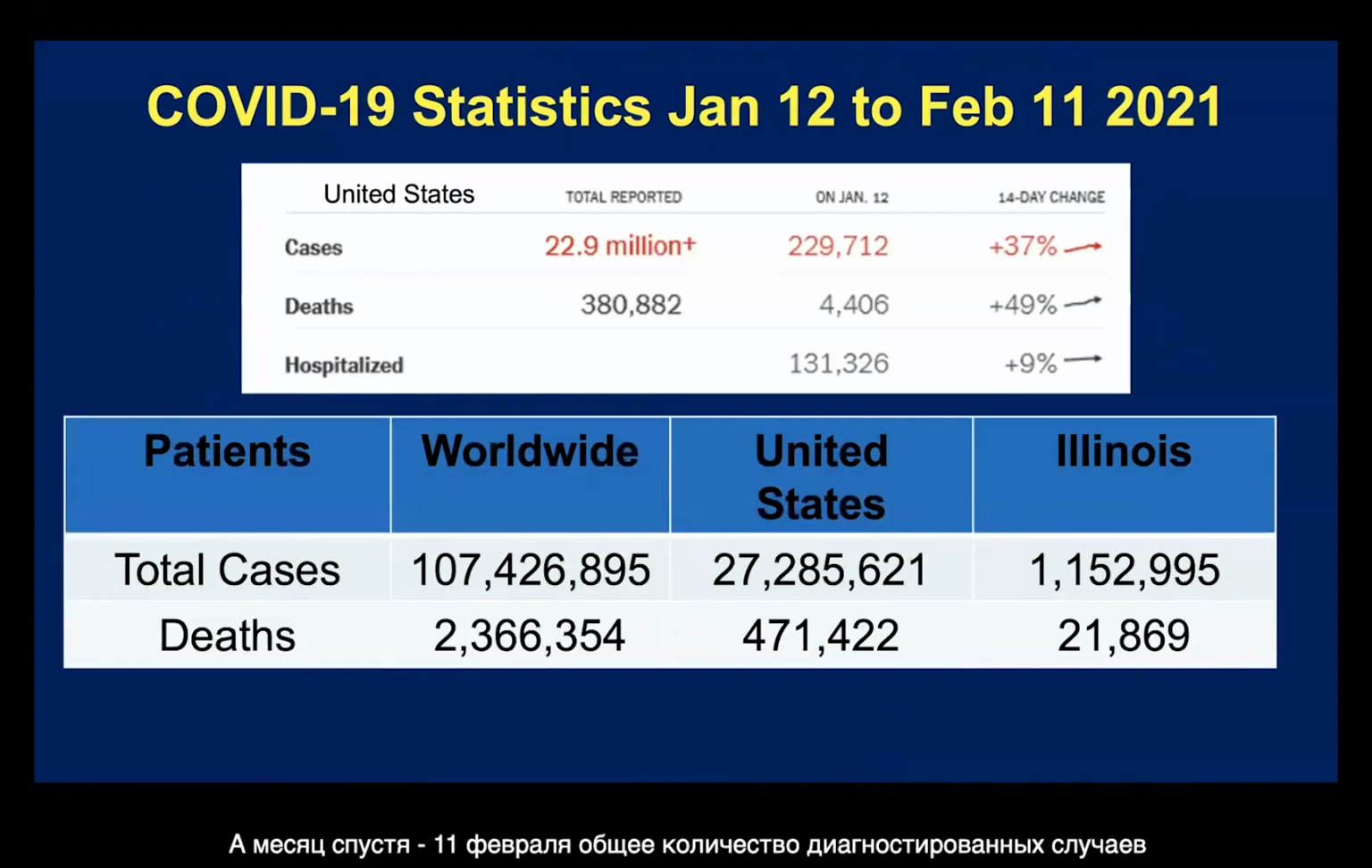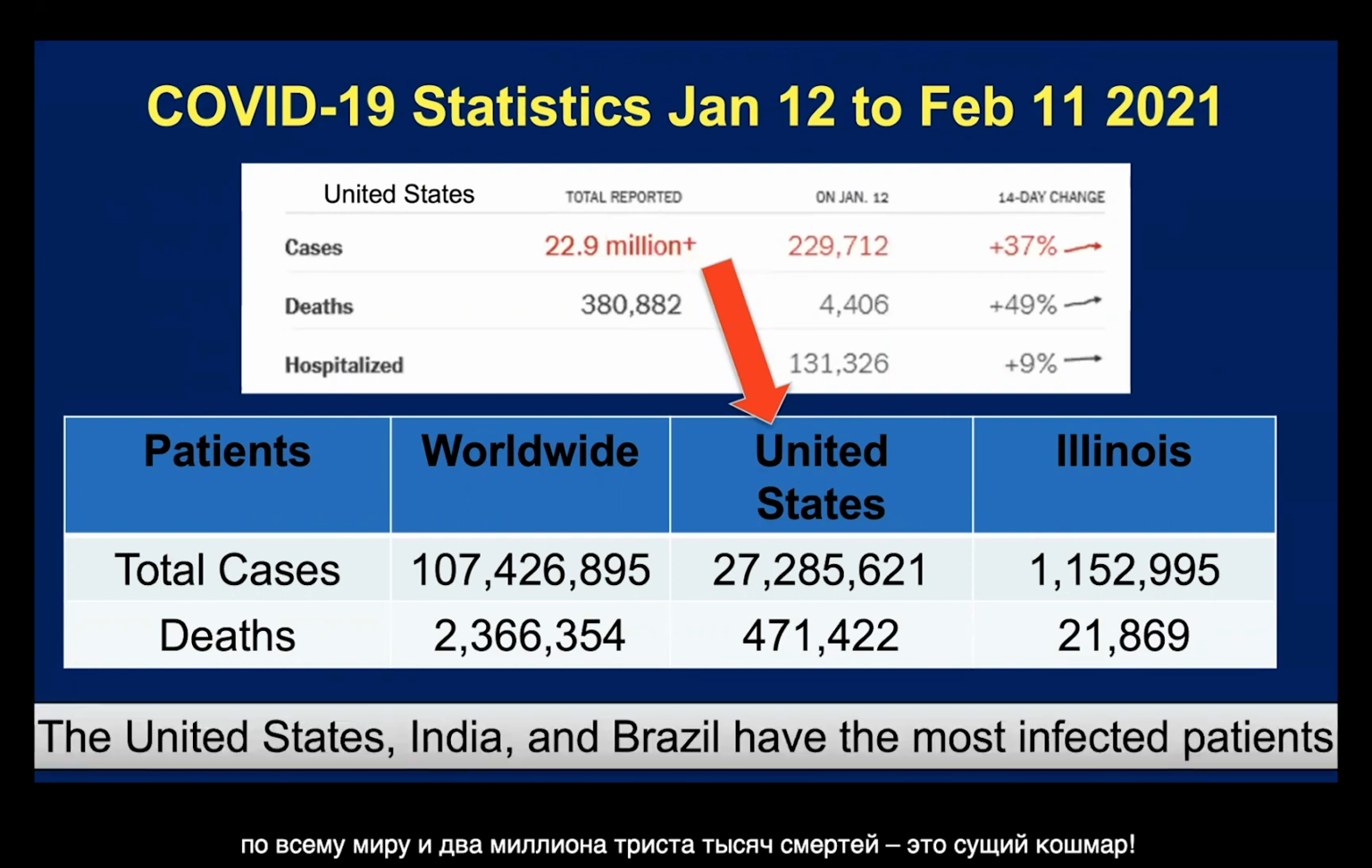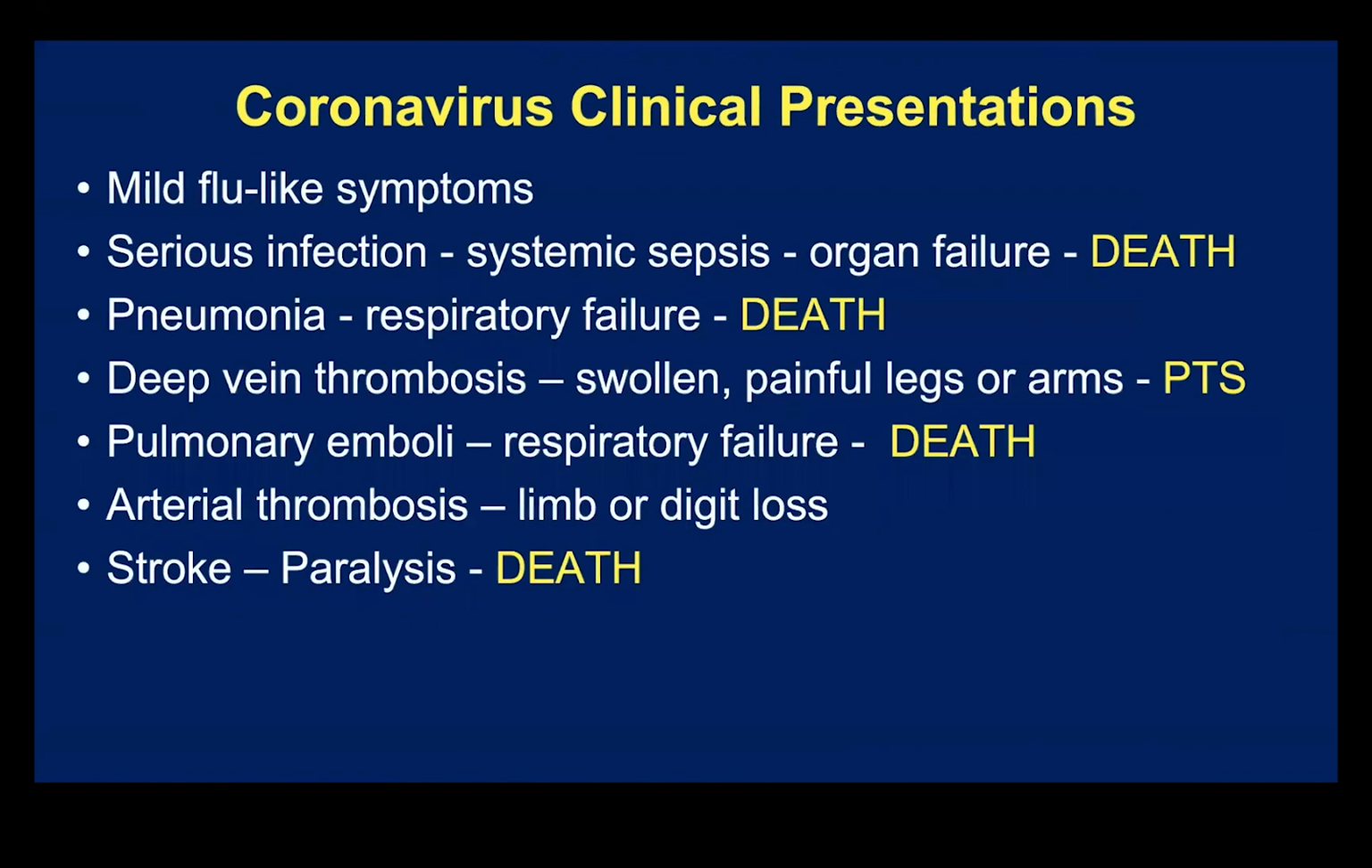Now, February 11th, 1 month later, the total number of diagnosed cases in the US jumped by 5 million. The total deaths by almost 100,000 more. And if you look at the worldwide figures, 107 million patients worldwide with 2,300,000 deaths. What a nightmare. And the United States, India, and Brazil have the most infected patients.